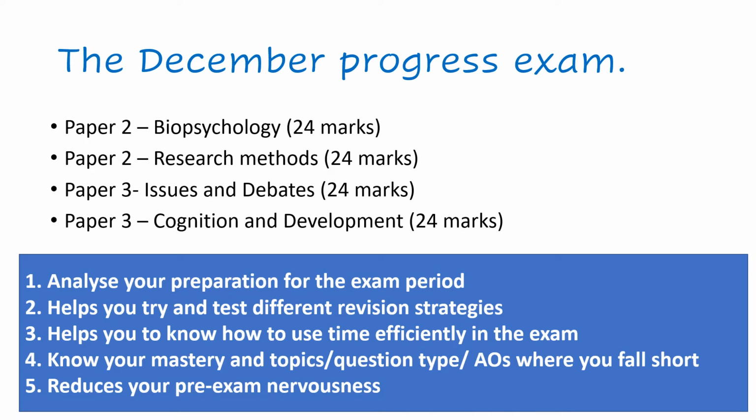Your progress exam will have the following topics: Paper 2 Biopsychology for 24 marks and Paper 2 Research Methods for 24 marks. We've chosen these 2 sections because they're traditionally the sections that students tend to find harder than the others and also might put off revising a little bit because they're harder. So we're encouraging you to spend more time on the topics we know are difficult to give you that extra push for revision, which will obviously benefit you in the real exams in the summer.